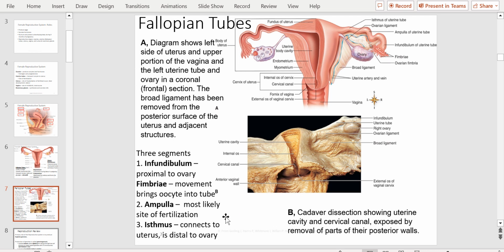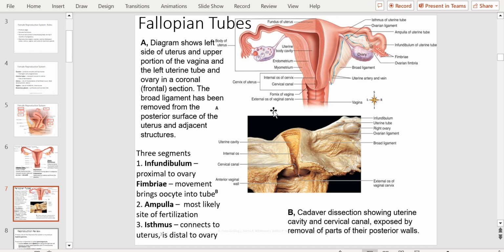Okay, and then you have the isthmus of the uterine tube, which connects the uterus to the fallopian tube, distal to the ovary. Okay, ovary, infundibulum, ampulla, isthmus. The whole thing is the fallopian tube, and there's your uterus right there.